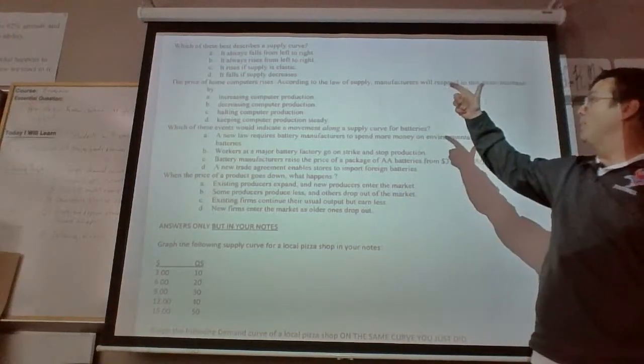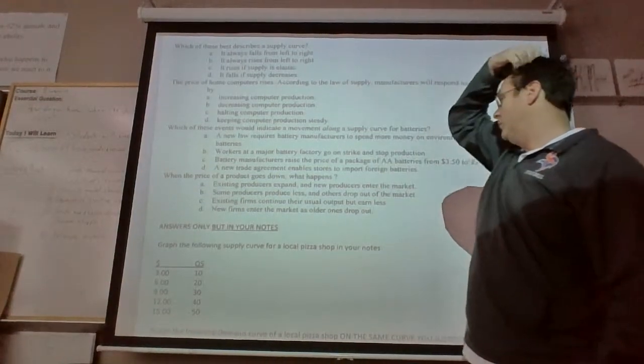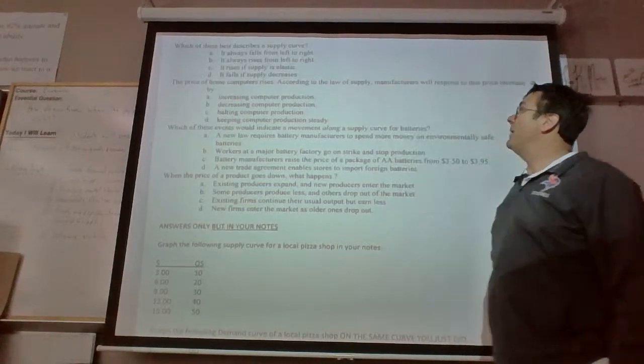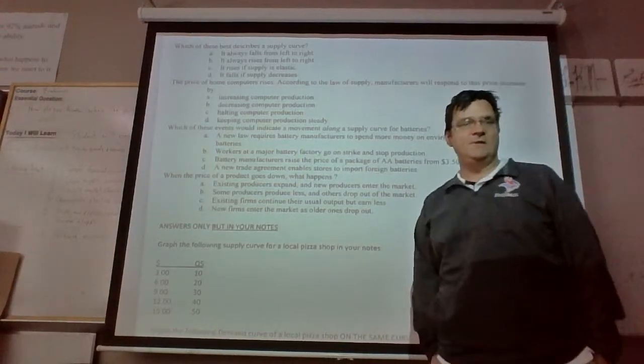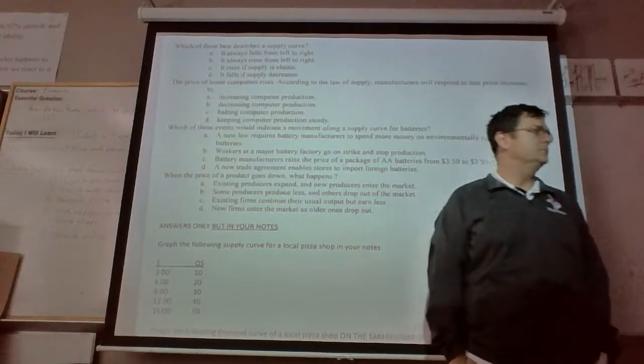Right, on your whiteboards, let's go ahead and answer the first one. We'll review the supply stuff. Which of these best describes a supply curve? A, B, C, or D? Write it down. There you go.